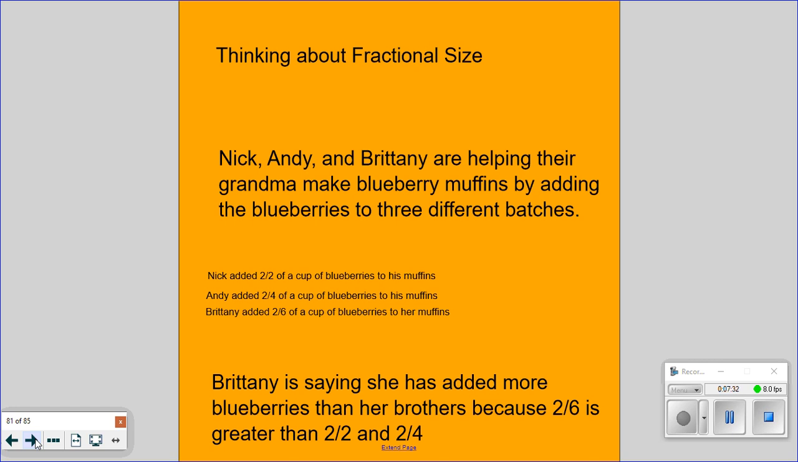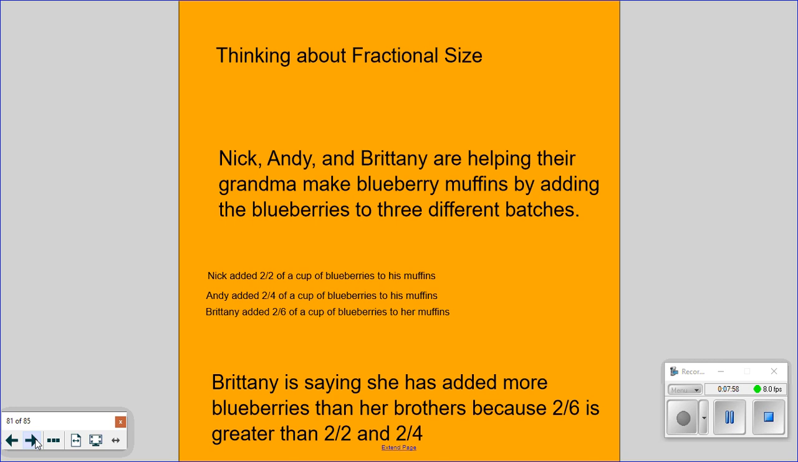So even though Brittany has 2 1/6 pieces, does she have more than her brothers? How could you prove that? I know something. Oh, and what did you know? What did you notice? That both of her brothers have a fourth. Hold on to that thought. We're going to talk about her brothers in a second.